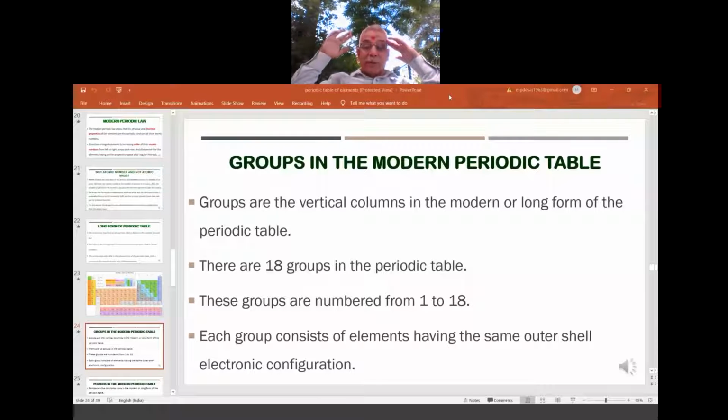So what I was telling you about the electronic configuration: they have the same outer electronic configuration. Because of the same electronic configuration, that's why they are placed in the same group. So electronic configuration is straight away the base for the modern periodic table. Now this is regarding what comes after the group.